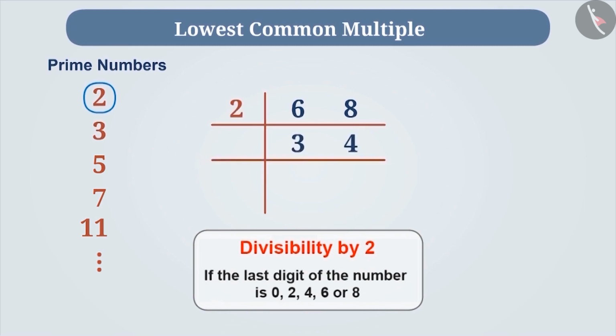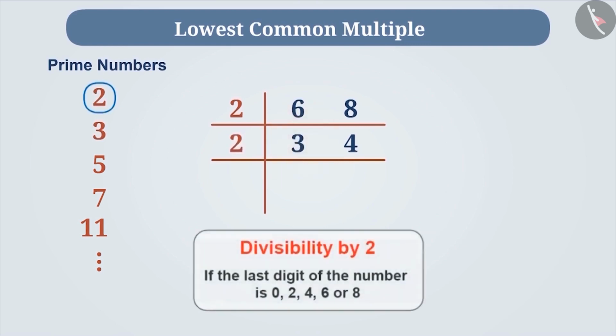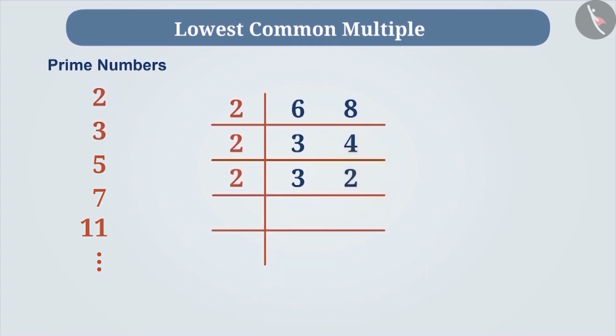Similarly, we find the smallest prime number which will divide at least 1 among 3 and 4. 2 is the smallest prime number. Since 3 is not divisible by 2, we will write it in the next row as it is. Dividing 4 by 2, the result is written in the next row. In a similar manner, we will divide 2 by 2 and write down the result in the next row, and we will write 3 in the next row as it is.